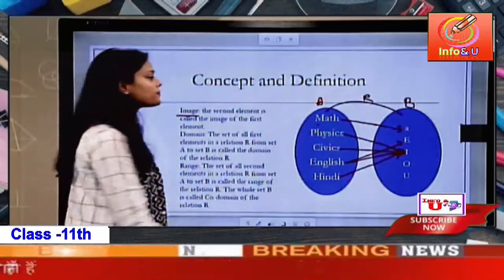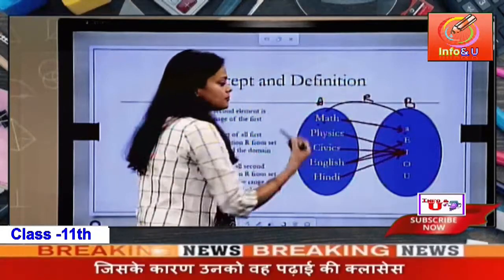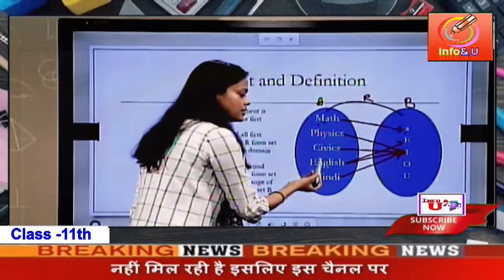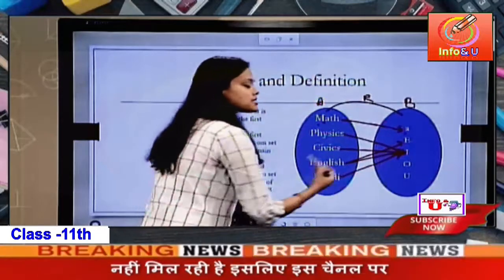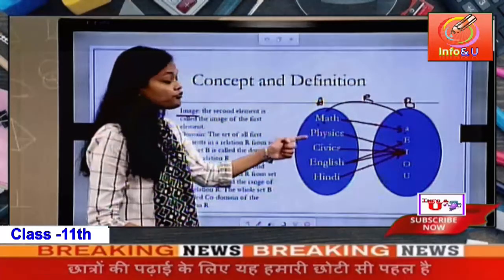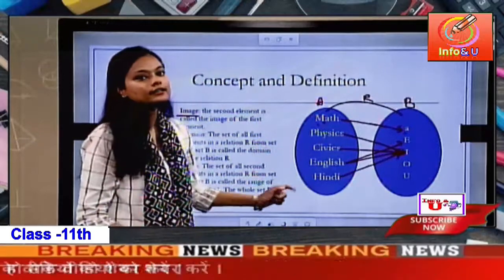That means A is an image of math, that is the first element. E is the image of English. I is the image of how many elements? 3 elements, 4 elements. Physics, civics, English and Hindi.